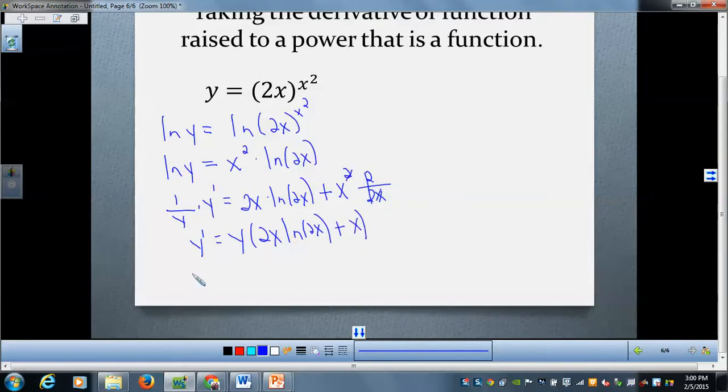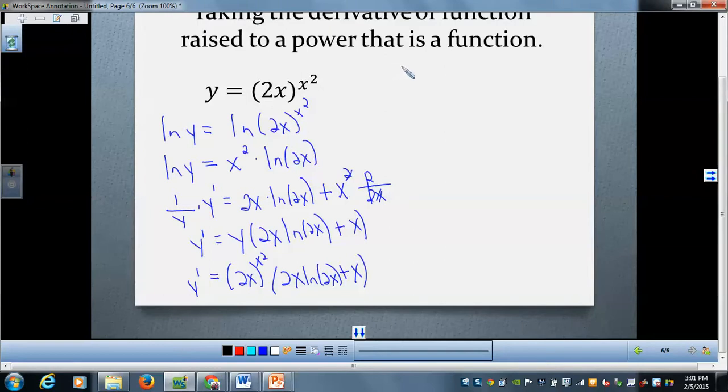And then once again, we know what y is from above. So y is (2x) to the x squared power, and then times 2x natural log of 2x, plus x. All right, so that's one way of doing the problem, and it's just like we did with logarithmic differentiation. Take the natural log of both sides, use your power property to pull that guy out front, and then follow your rules.